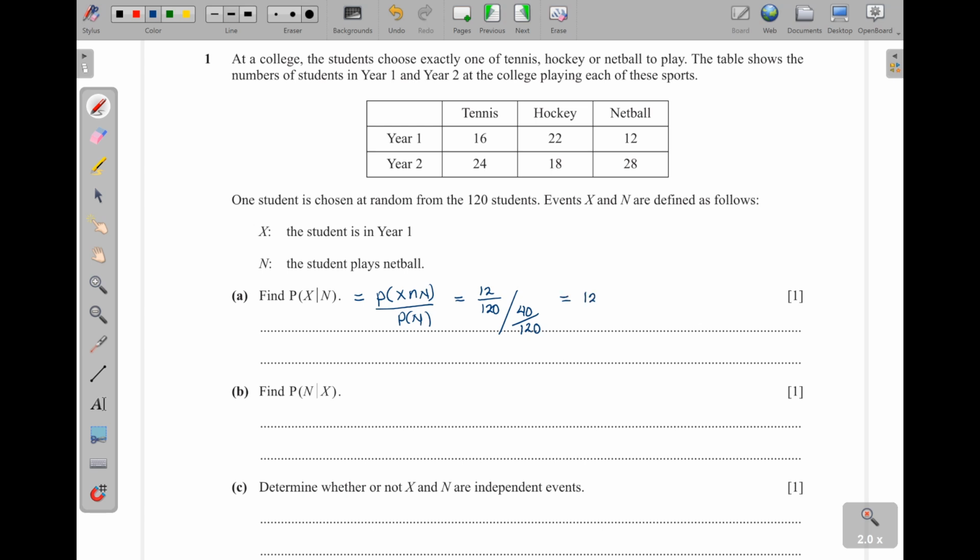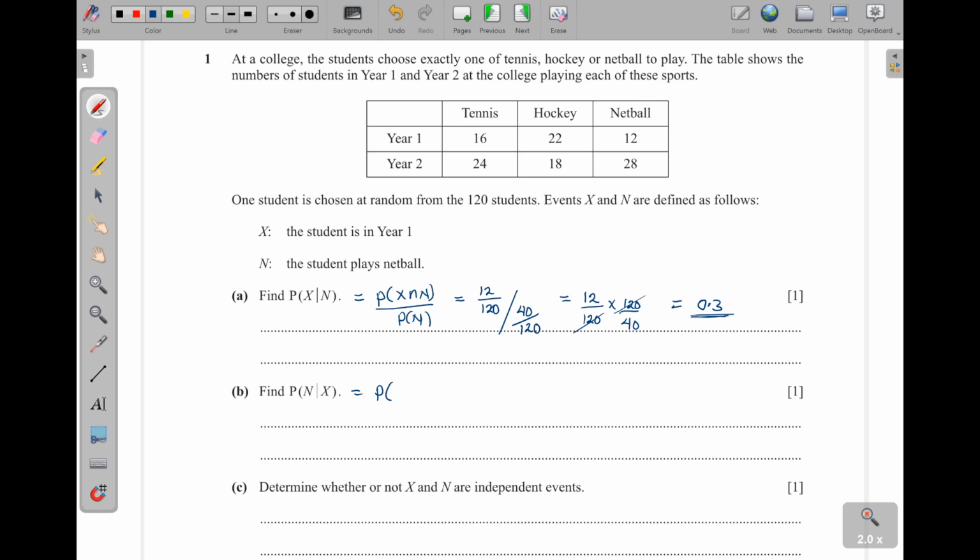So this is the same as saying 12 out of 120 times 120 out of 40. Since I've multiplied by the reciprocal and 120 is common, that one will go. And then we have 12 over 40. So by 4 in 12, we shall get a 3, and then by 4, 10. So this one will give us 0.3 or 3 over 10. Then part B, probability of N given X.